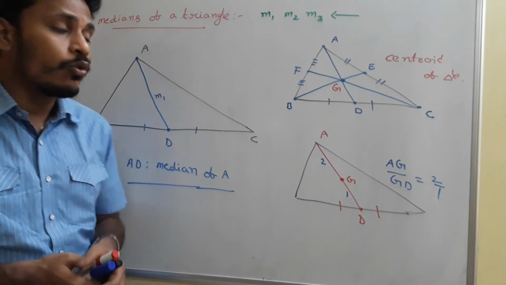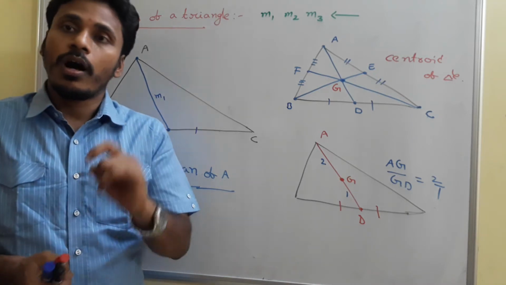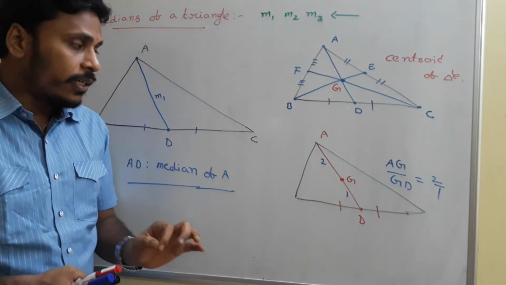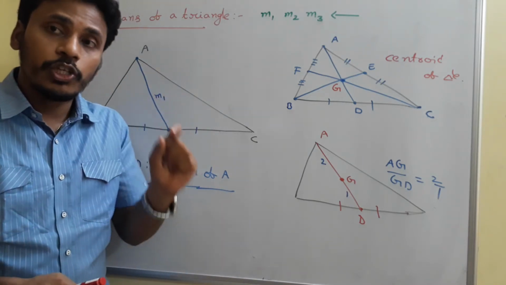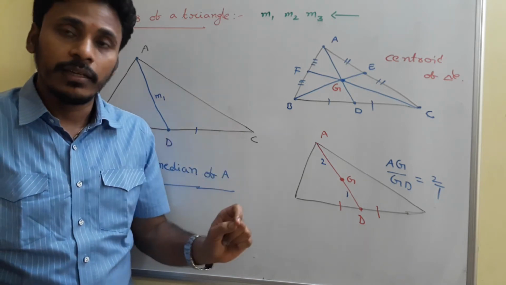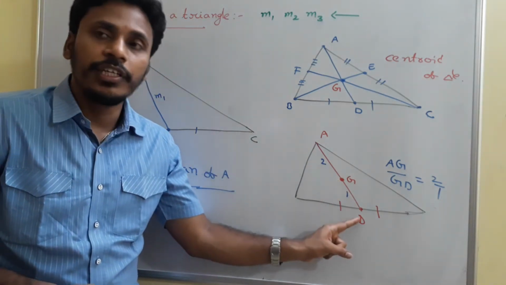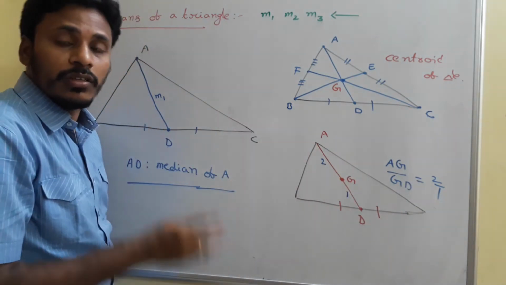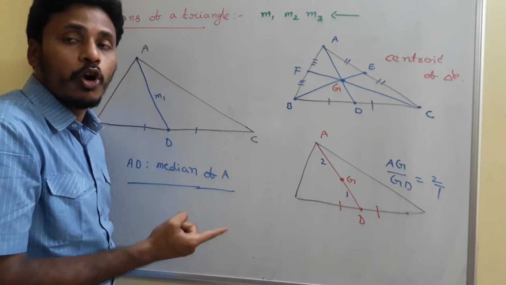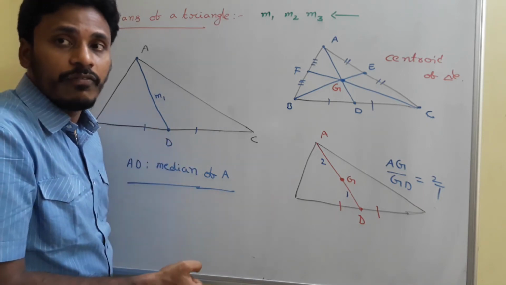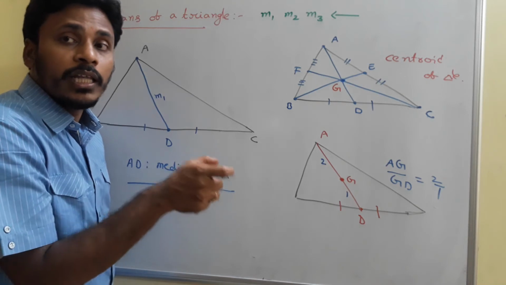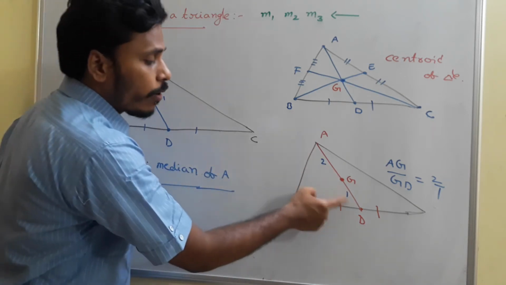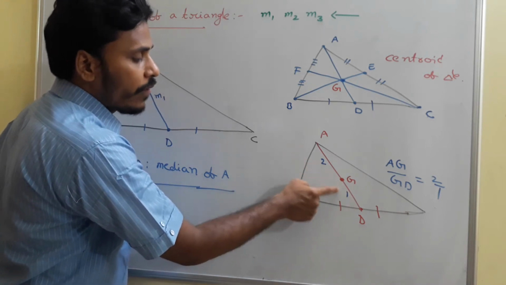Once again, the centroid is the point of concurrency of the medians, so it is there on each and every median. If you observe the ratio in which it divides the median, the ratio AG by GD is 2:1. There are three medians, and it divides every median in the ratio 2:1, because it is there on every median. The two parts are on the vertex side, and the one part is on the side of the midpoint. So this is 2 and this is 1.